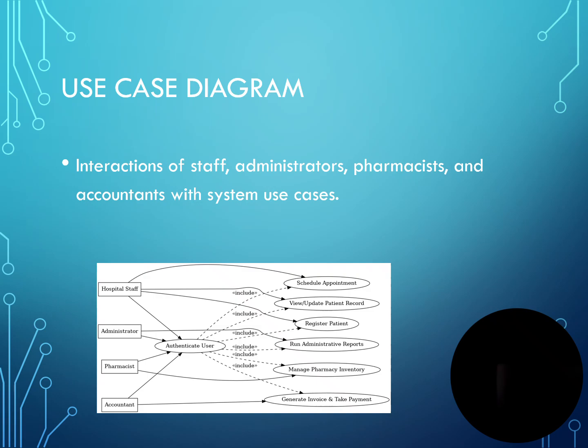Let's look at the use case diagram. The use case diagram outlines how different users interact with the HMS. Hospital staff handle patient records and appointments. Pharmacy manages inventory. Accountants generate and process bills, and administrators run reports. All these actions require login authentication, which ensures data security and proper role-based access.